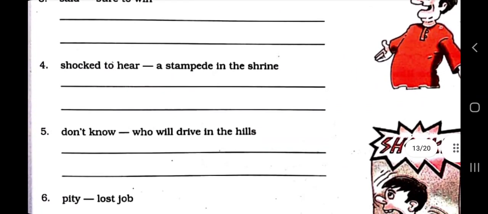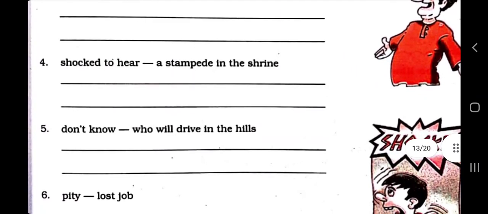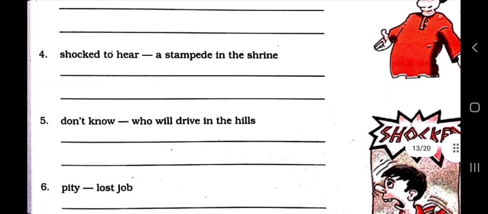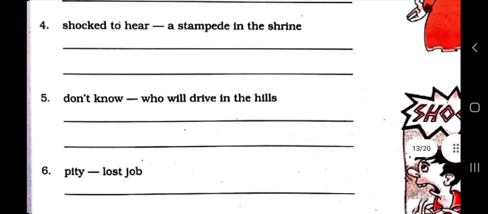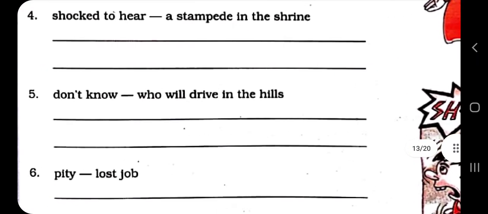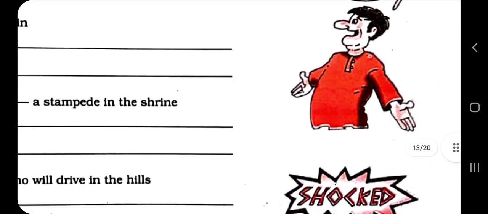Now let's move. Shocked to hear a stampede in the shrine. So shocked to hear a stampede. Stampede means the rush and chaos that happens in a crowd, that is a stampede. Now what is there?